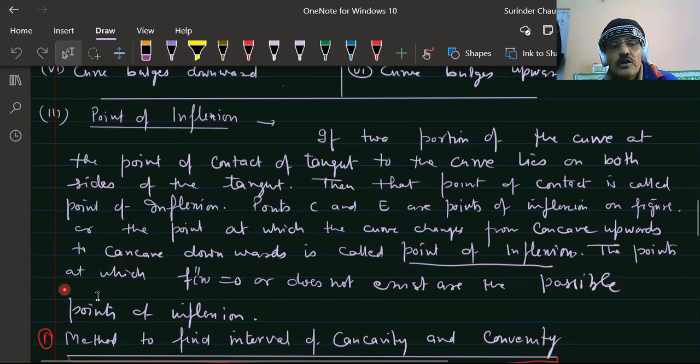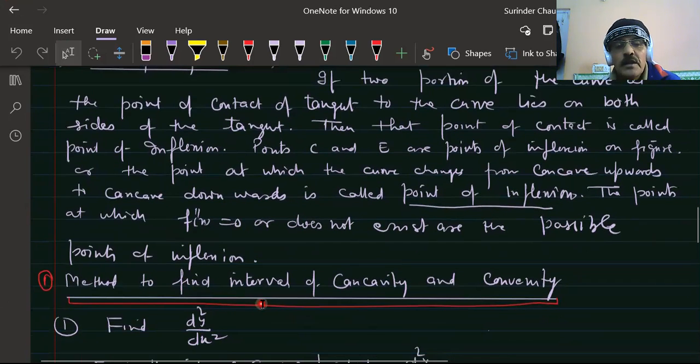The points at which the second derivative is zero or does not exist are the possible points of reflection. So in order to find the point of reflection, find the second derivative, put it equal to zero and find the points, or the points at which the second derivative does not exist. Now the method to find the intervals of concavity and convexity.